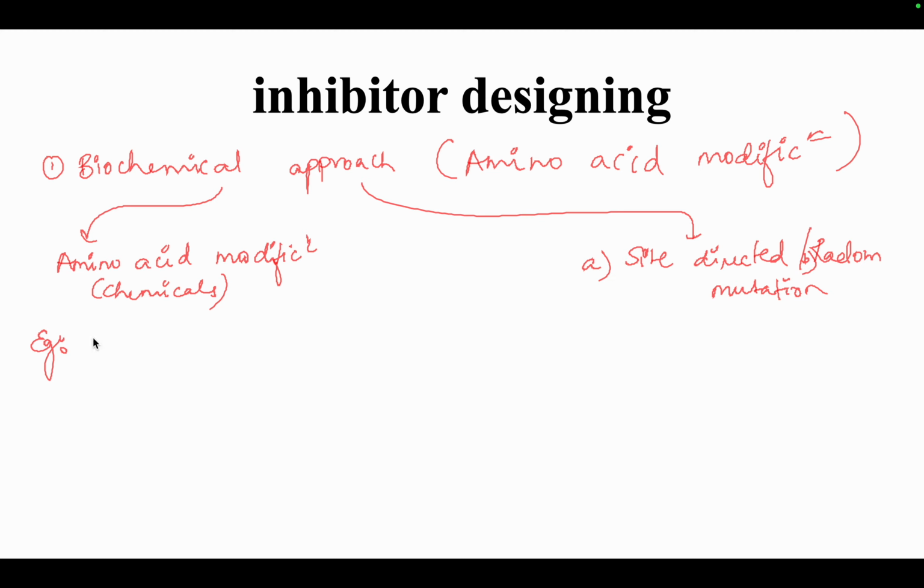We have the hexokinase enzyme. What does this hexokinase do? This hexokinase converts glucose plus ATP. It will add a phosphate to the glucose, converting glucose to glucose 6 phosphate plus ADP. Basically it's a kinase, that is, it will transfer the phosphate group from ATP to glucose. This hexokinase has a cysteine amino acid in its active site.